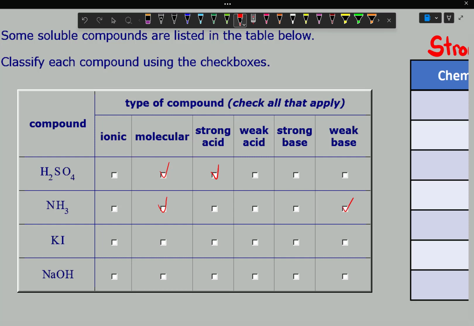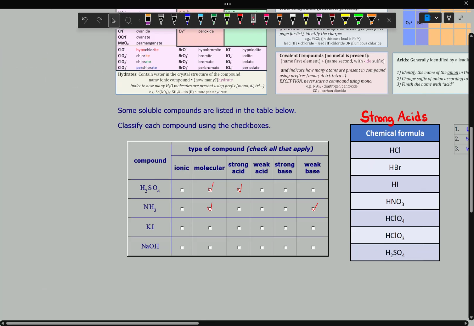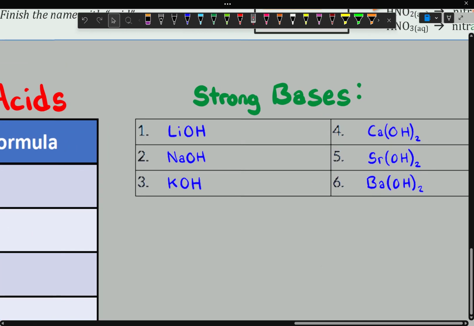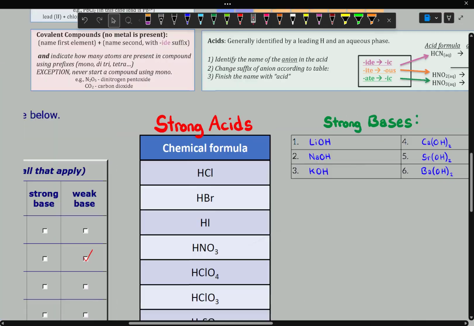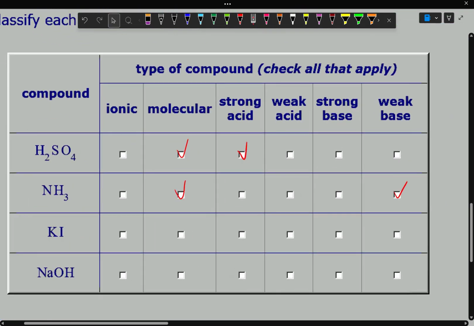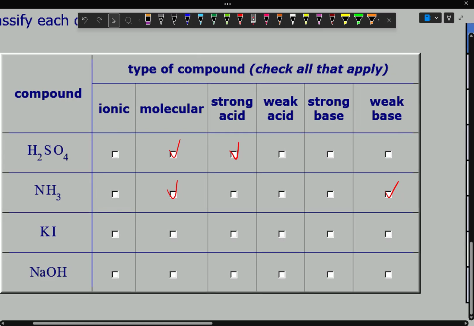Ammonia is a base that you will become familiar with in your lab as well as in your lecture. You're going to see NH3 a lot, and you're going to learn to associate it with a base. Whenever we see ammonia, we think of a base. It is a weak base. It is not listed as one of our strong bases. So it's a weak base, and it's a molecular compound.